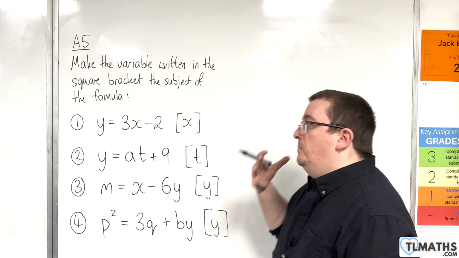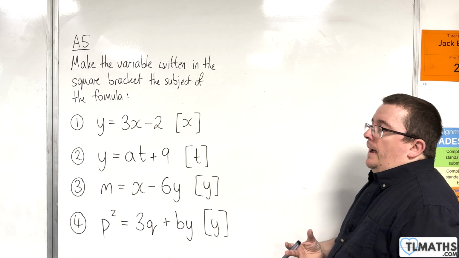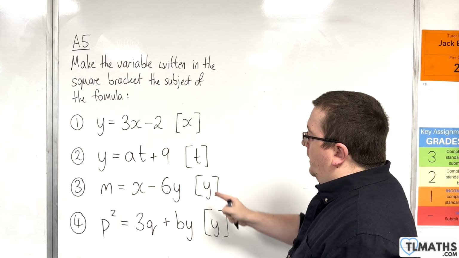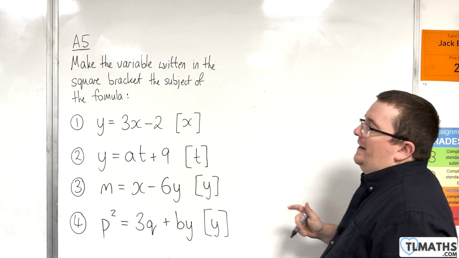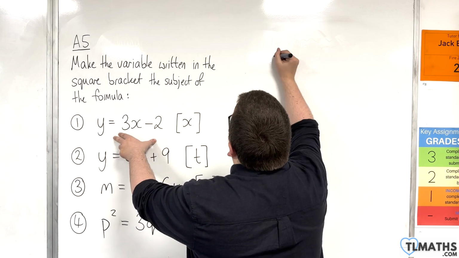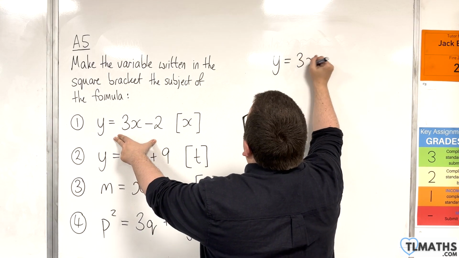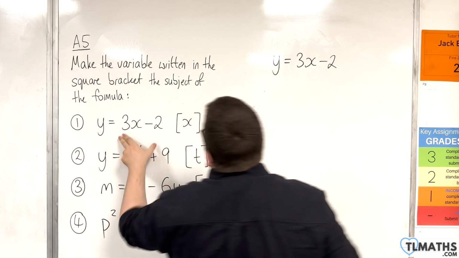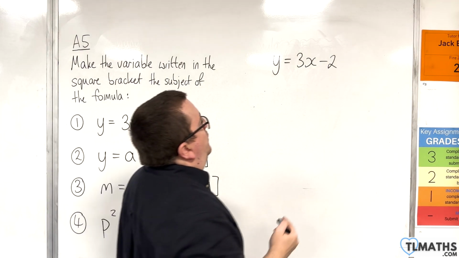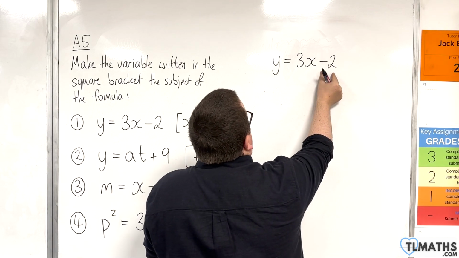So in this video, we're going to be rearranging formulae. We're going to be making the variable that is in the square bracket the subject of the formula in each of these cases. So starting off with y equals 3x take away 2, and we want to make x the subject. So first of all, let's get that minus 2 over to the other side.